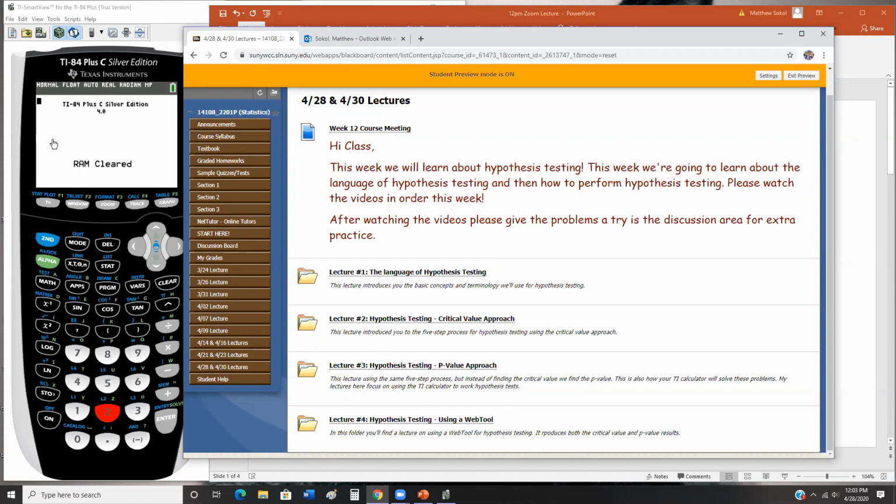The calculator here does the p-value approach. So I'm going to walk through the p-value approach on the calculator today. You're more than welcome to use that as you go through the lectures and when you get to the last exam. And then I also have here another lecture of hypothesis testing, just using a website that you're more than welcome to use. Sometimes just using a web tool is a little bit easier than your calculator.